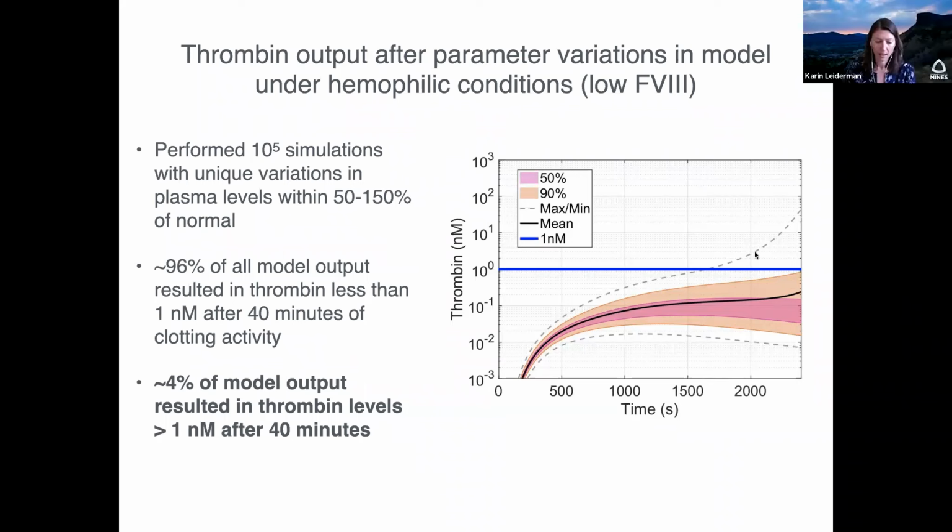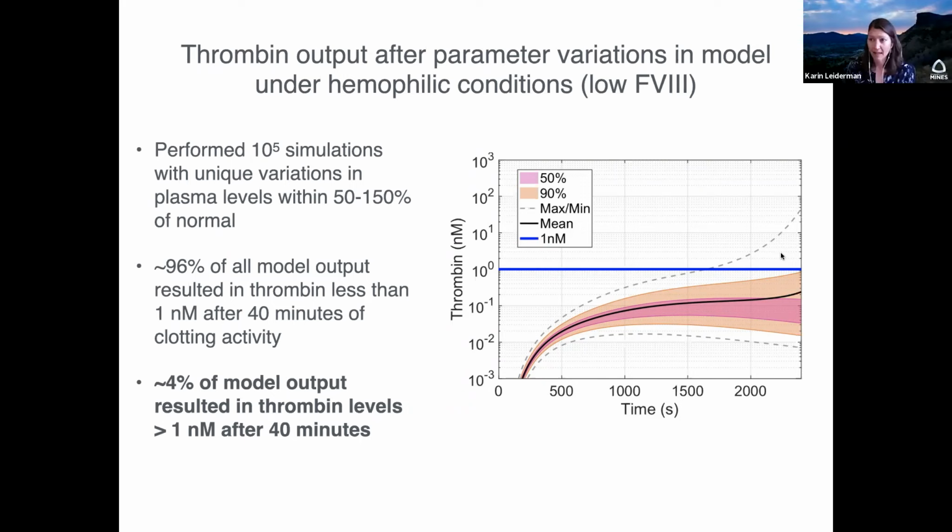And I'll note here that these were simulated with a low level of tissue factor. You can just think about that as being a small injury size or a small initiator of the injury. And we did this because we actually did not expect to have a strong thrombin response in most of these variations, because this is a simulation of hemophilia. And so with a low tissue factor level, we would not expect normally to see a strong thrombin response.